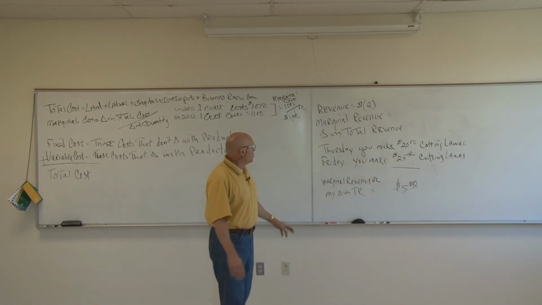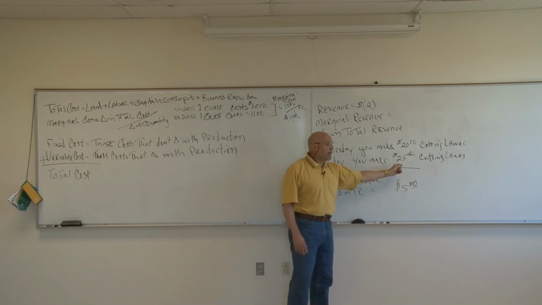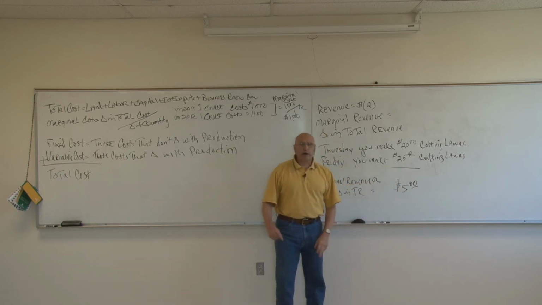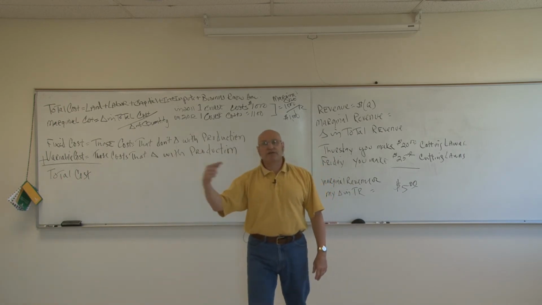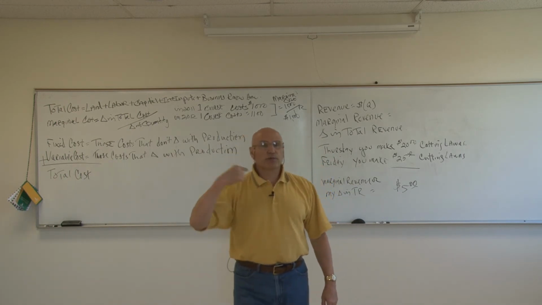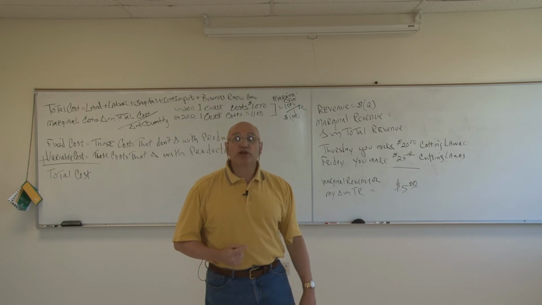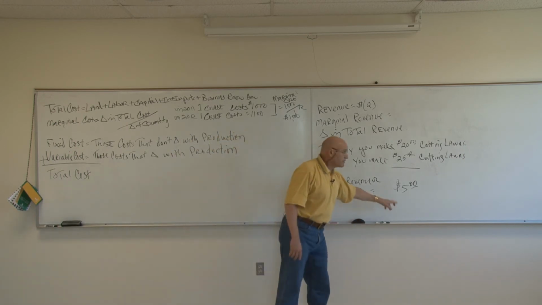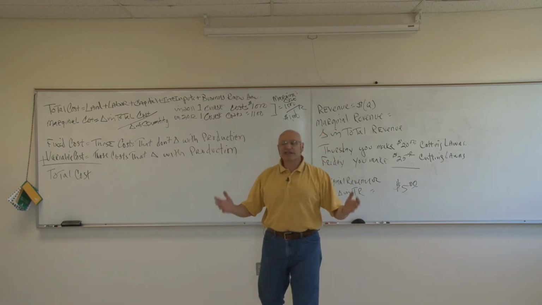That's all it is. Thursday you go out, you cut lawns and you make $20 cutting lawns. On Friday you go out and the total amount of money you bring in from cutting lawns is $25. So your marginal revenue, the extra revenue that you made Friday, the change in your total revenue Friday versus Thursday, would be $5. That's all marginal is.